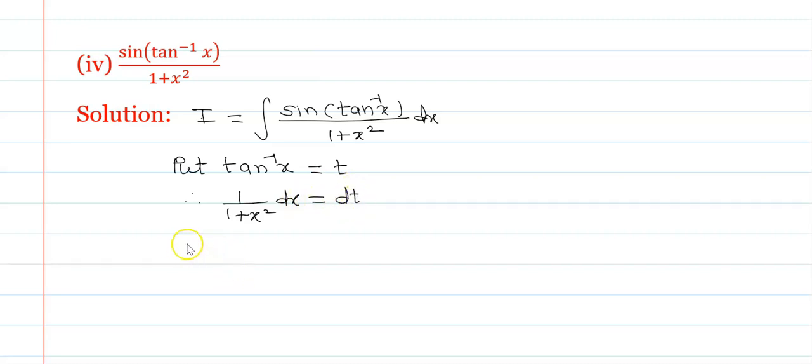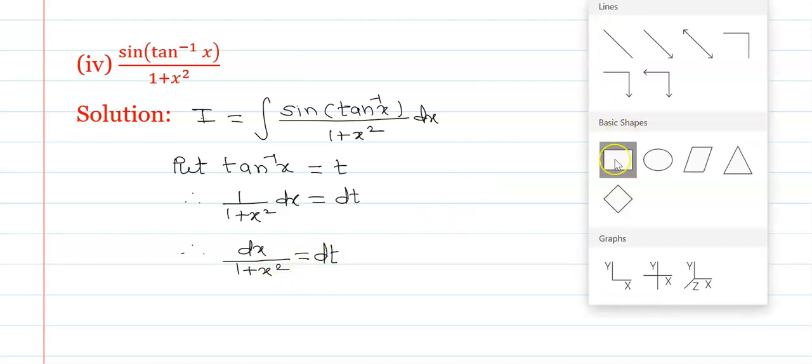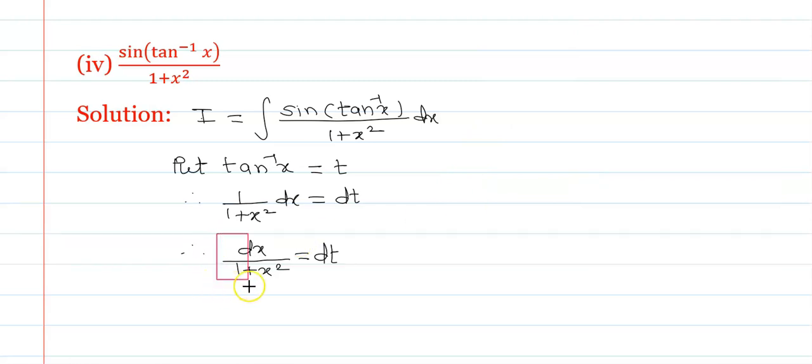And hence we can write here dx upon 1 plus x square is equals to dt. Okay. Now, this is the important part. How is it? dx upon 1 plus x square. And hence our integral.